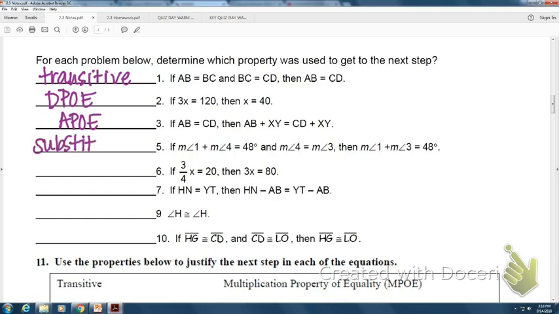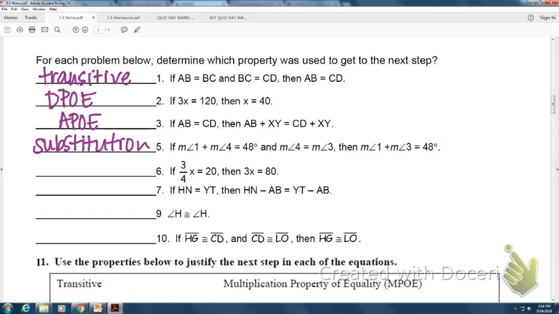Why was this one not transitive? Because it has operations. So for substitution here, you have 1 and 4 equals 48, and 4 and 3 are equal to each other, so they substituted in 3 for 4. Notice how we started with 1 and 4, and we ended with 1 and 3, because 4 and 3 were equal to each other. So that is substitution.